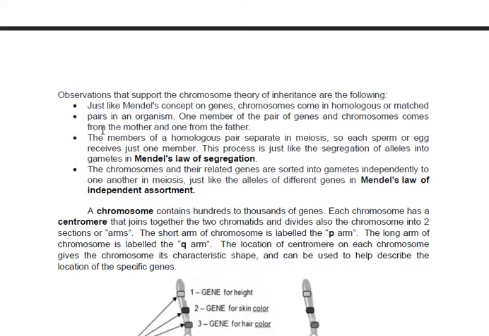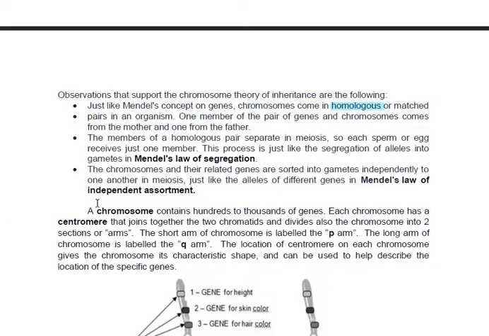So, they are the following. Just like Mendel's concept on genes, chromosomes come in homologous or matched pairs in an organism. Homologous means paired, matched pair, no? So as long as they are the same as your papa or your mama. So if your papa has blue eyes and your mama has blue eyes, so if they match, homologous, you have blue eyes too. Okay?